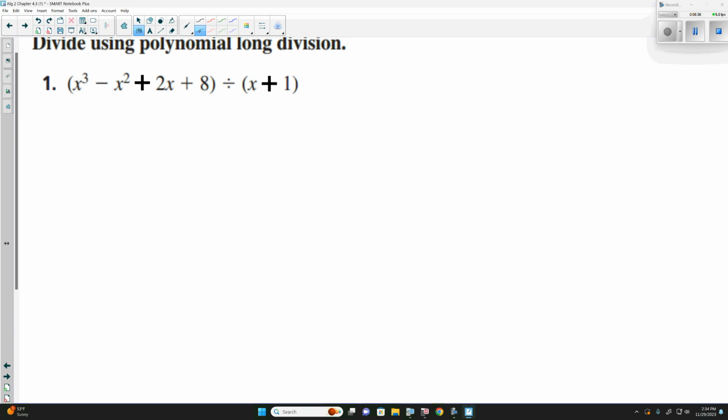When we divide 2 polynomial expressions, first thing we're going to do is set the problem up. So we will have our division symbol for long division. I think it's sometimes been referred to as a house, inside, outside, but we have this here. The x plus 1 will go on the outside, and our x cubed minus x squared plus 2x plus 8 will go inside.